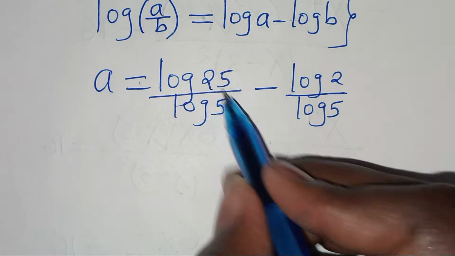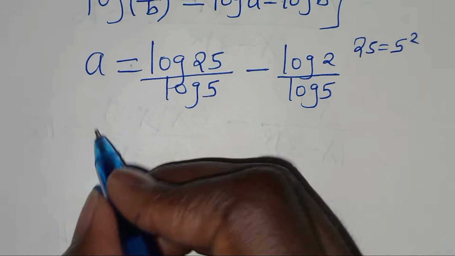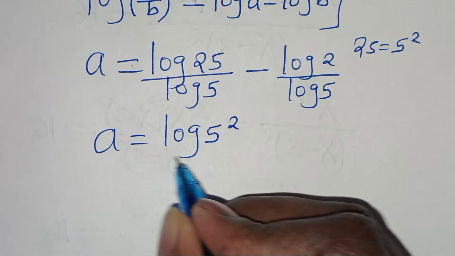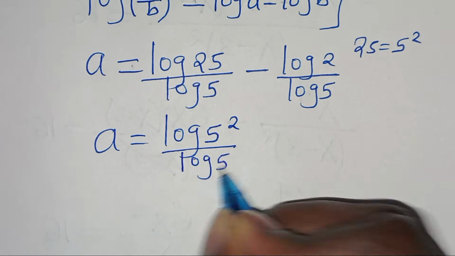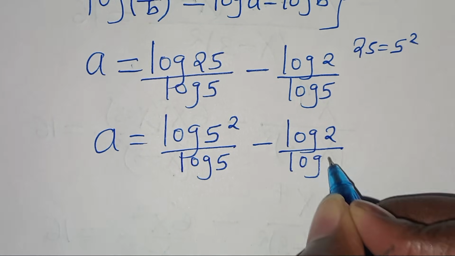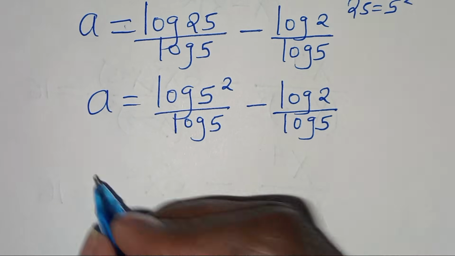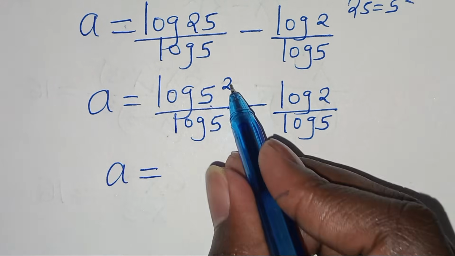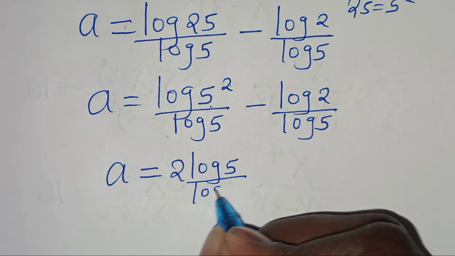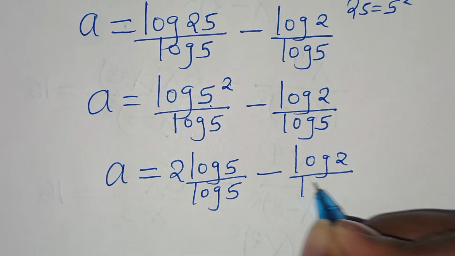Now we can express 25, this is the same thing as 5 to the power of 2. So this means that a is equal to log 5 to the power of 2 divided by log 5, then subtract log 2 divided by log 5. So now, applying the power log property here, log 5 to the power of 2 becomes 2 log 5 divided by log 5, then subtract log 2 divided by log 5.